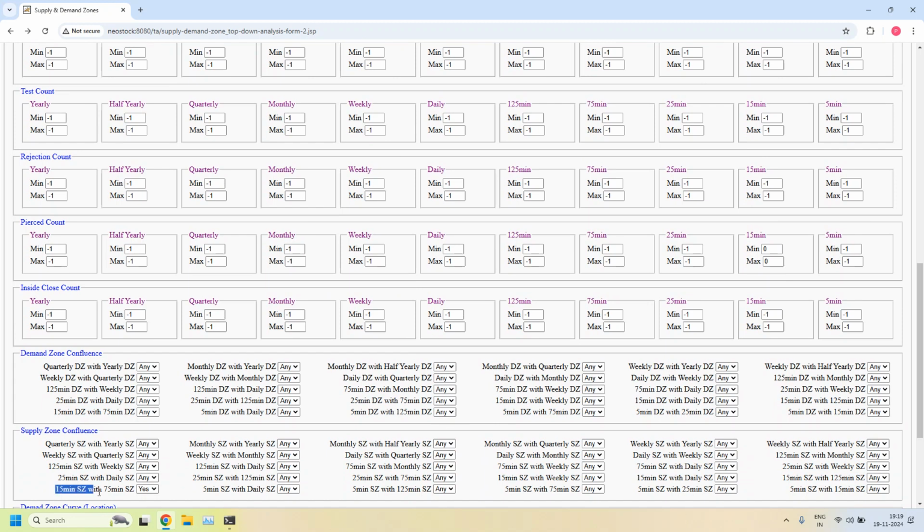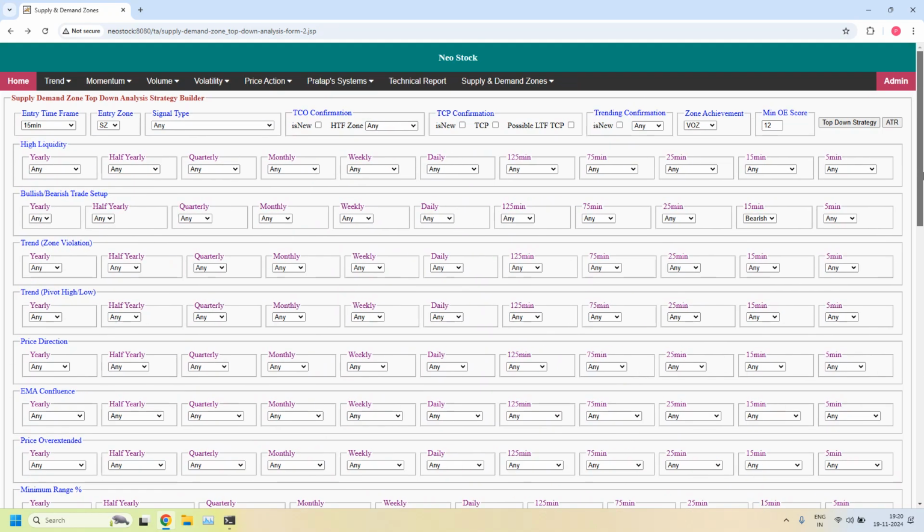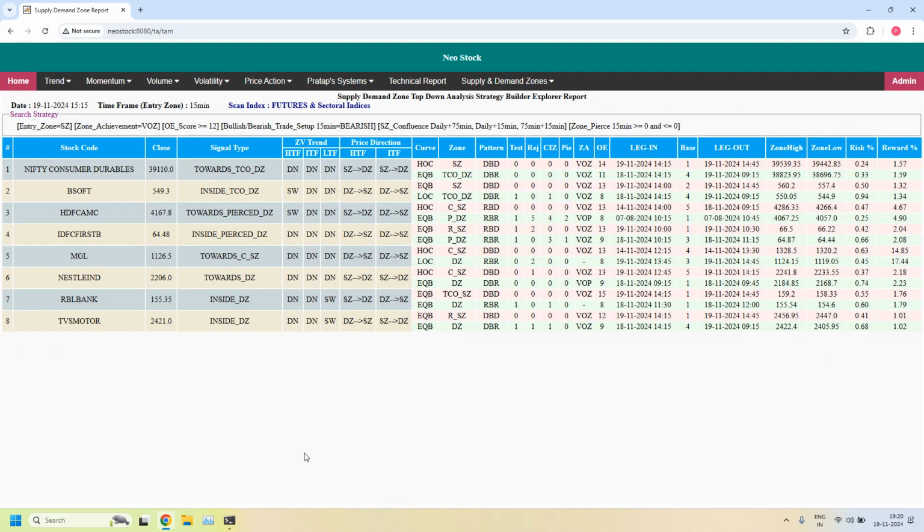First filter, 15-minute supply zone with 75-minute supply zone confluence filter is already enabled. Second filter, 15-minute supply zone with daily supply zone confluence filter. And third one is 75-minute supply zone with daily supply zone confluence. All the 3 filters are enabled. With this LTF, ITF, HTF supply zone confluence, we got 8 stocks.